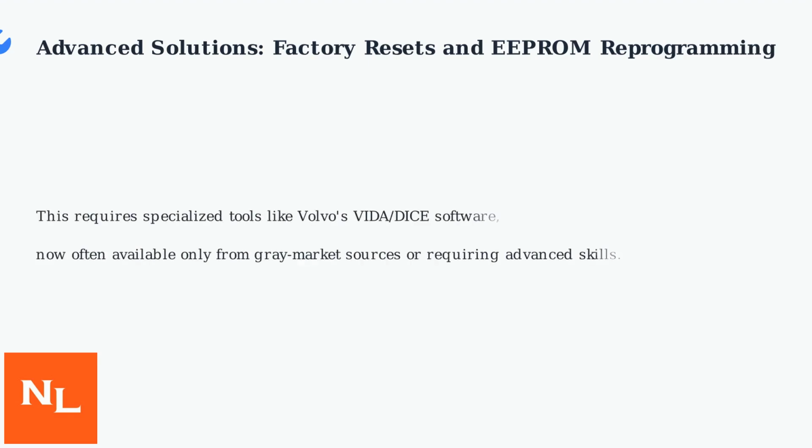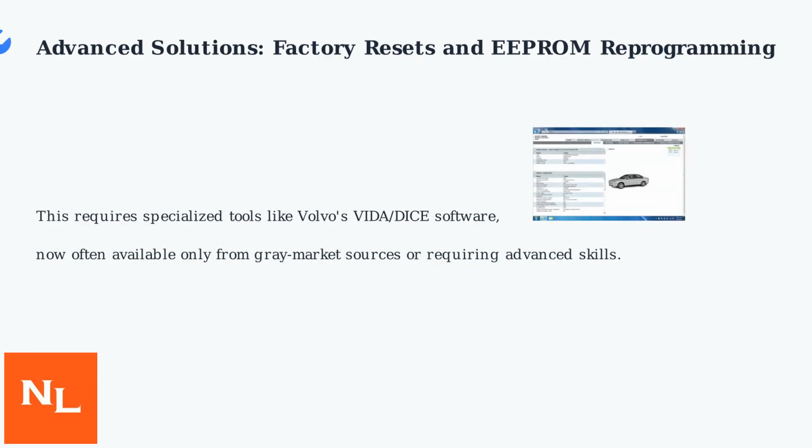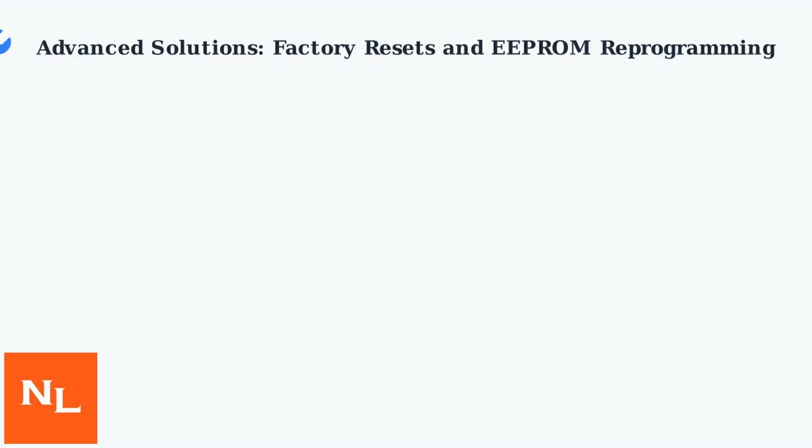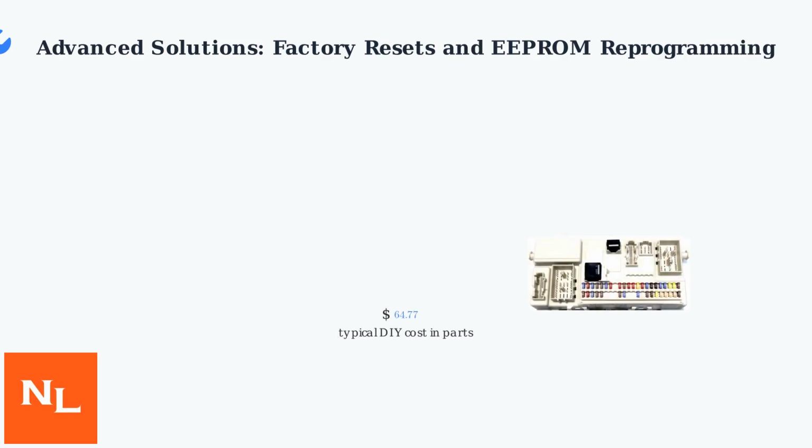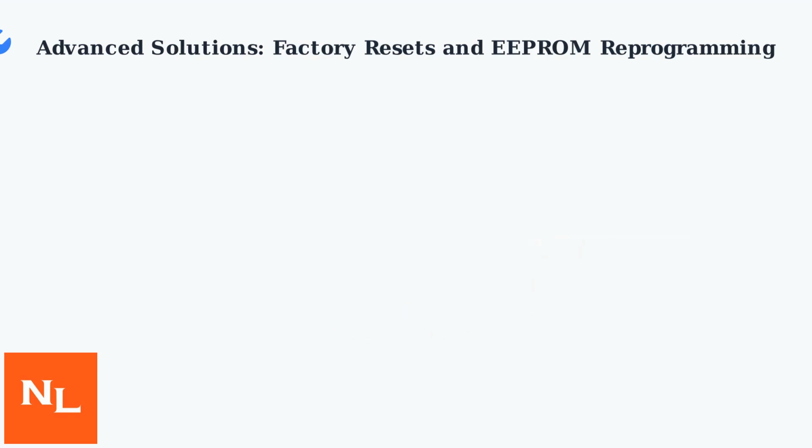These procedures typically use Volvo's VIDA DICE software for diagnostics and reprogramming. However, official access has ended, so these tools are now found through gray market sources and require advanced technical skills to operate safely. The Central Electronic Module stores language settings and other critical data. If corrupted, EEPROM reprogramming rewrites this memory chip.